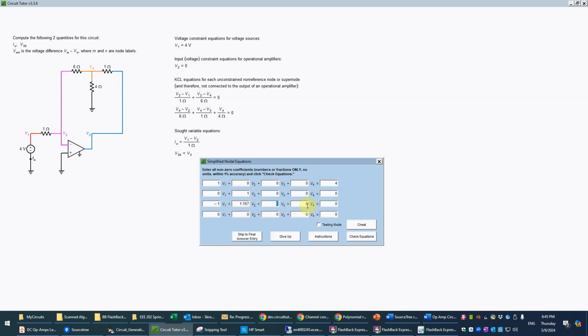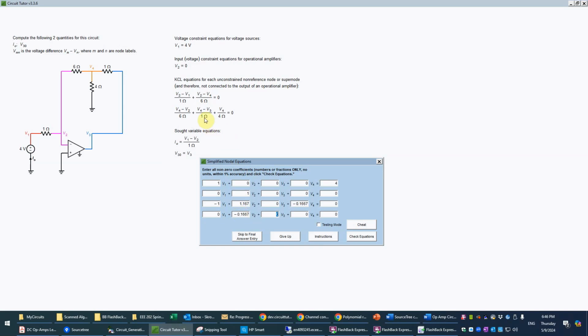V3 is not present, so we leave that at 0, and V4 is just minus 1/6, which again we can enter as minus 1/6, or you could just type the decimal of minus 0.1667, which it'll put in automatically. Okay, and then the last equation, we have no V1 there, so we leave that 0, and V2 is minus 1/6, so again, minus 1/6.